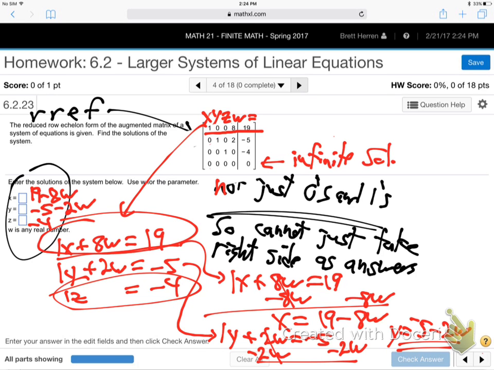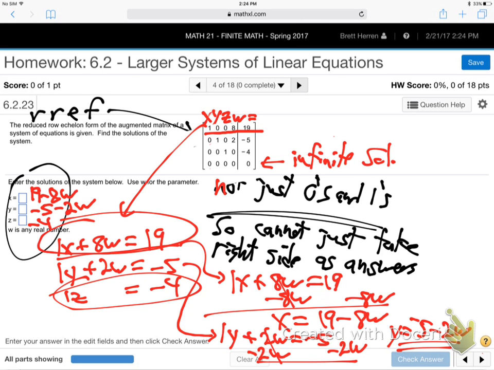So let's run over the details of that again. When the matrix on the left is not just 1s down the diagonal and 0s everywhere else, the answers are not just the right side. The only time you can say that the answers are just the numbers on the right side is if there are 1s all the way down the diagonal and 0s everywhere else. We don't have that here. So what is the answer then? You've got to write it out. It's 1x plus 8w is 19 from the first equation, 1y plus 2w is -5, and z is -4. And then solve for x and y in those first two equations. That's how you do it.